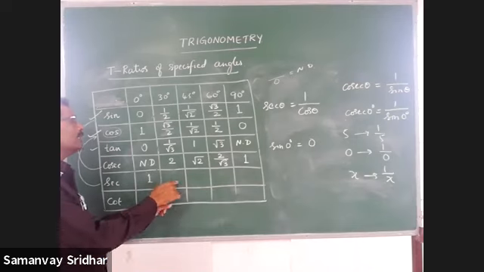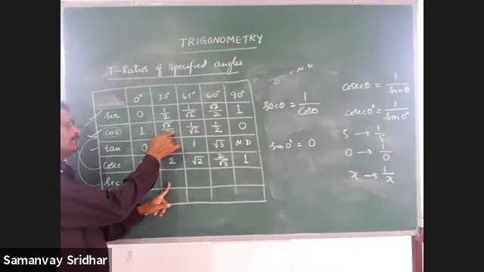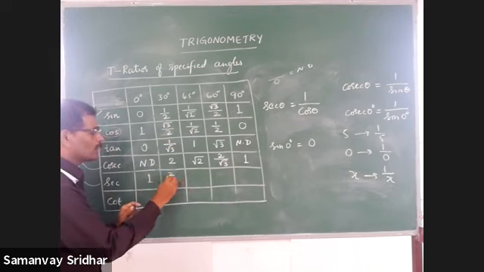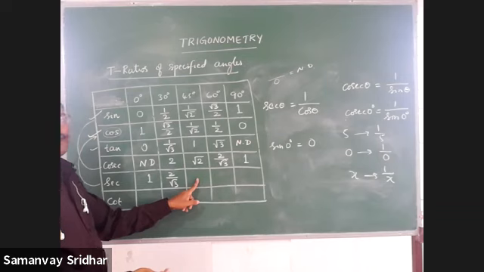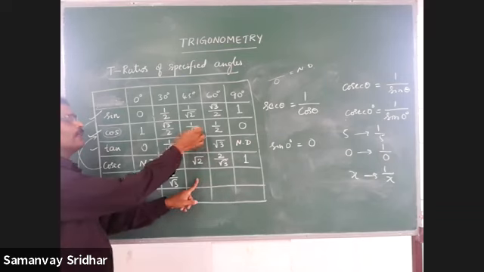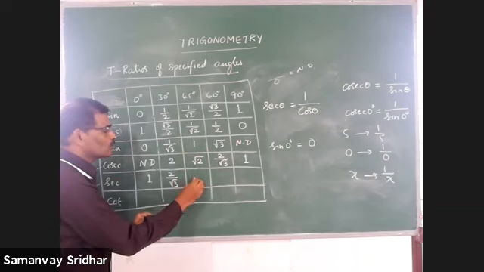What is sec 30 degree? Reciprocal of cos 30 degree. Root 3 by 2 will become 2 by root 3. What is sec 45 degree? Sec 45 degree is the reciprocal of cos 45 degree. That's what 1 by root 2 will become, root 2.